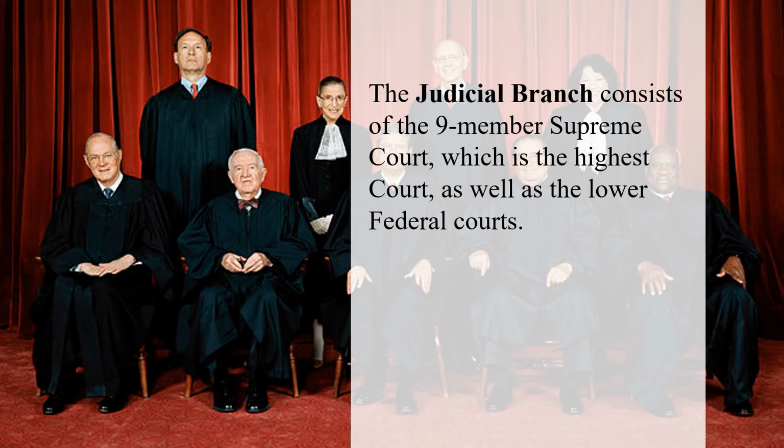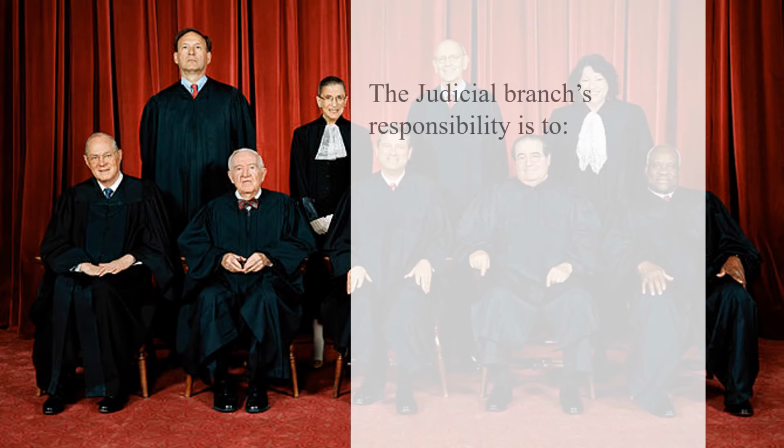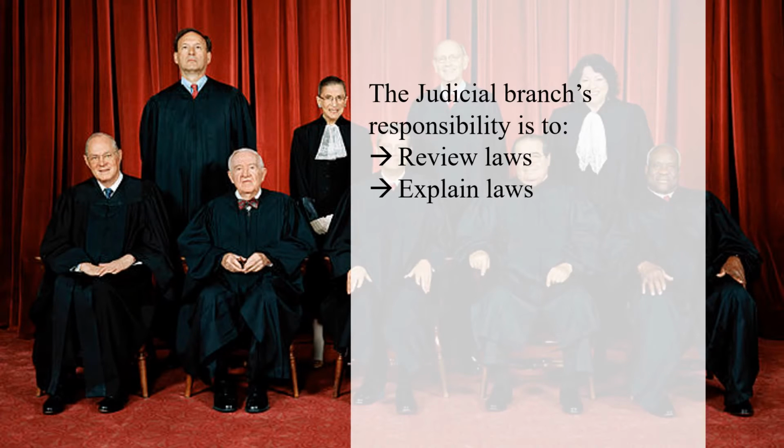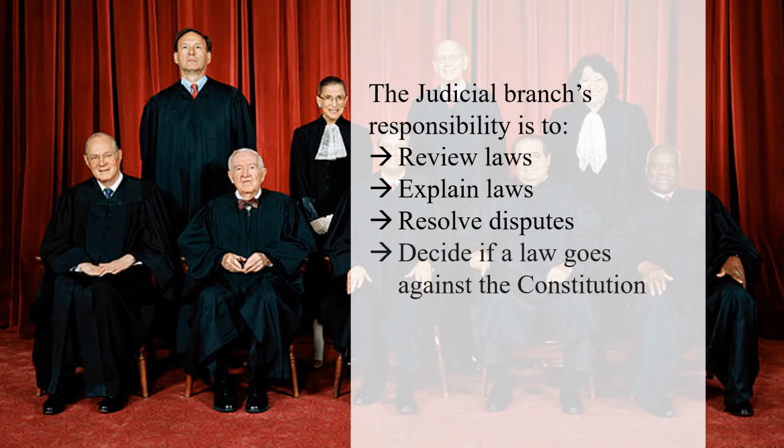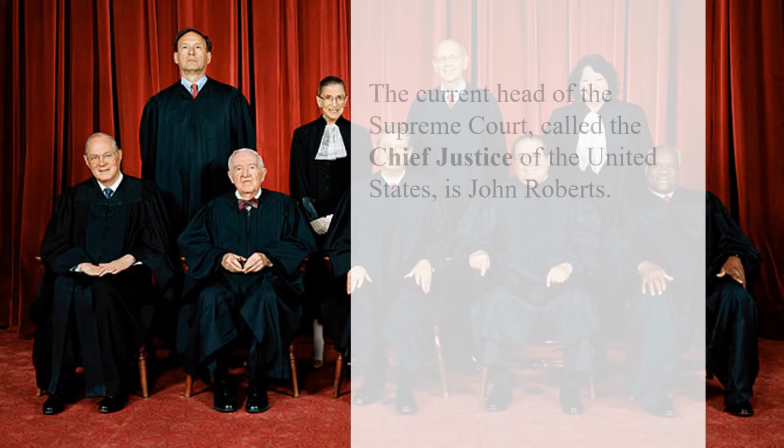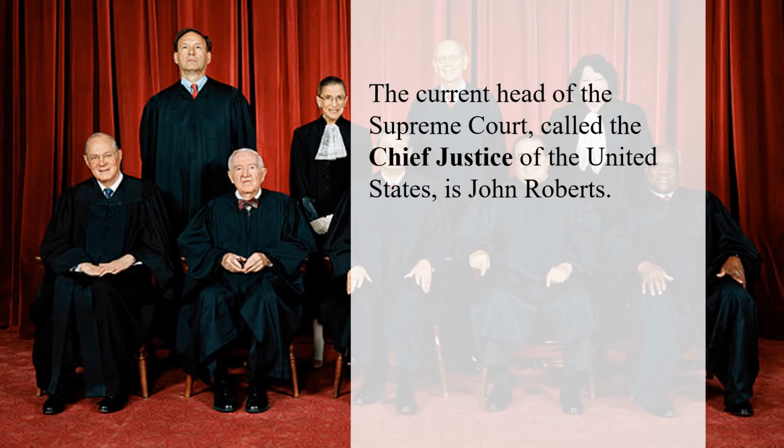The judicial branch consists of the 9-member Supreme Court, which is the highest court, as well as lower federal courts. The judicial branch's responsibility is to review laws, explain the laws, resolve disputes, and decide if a law goes against the Constitution. The current head of the Supreme Court, called the Chief Justice of the United States, is John Roberts.